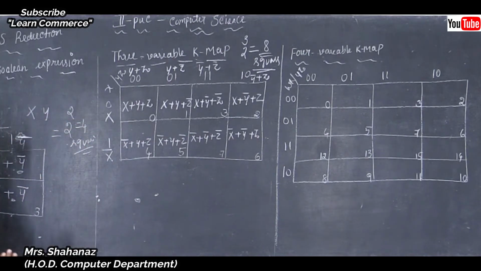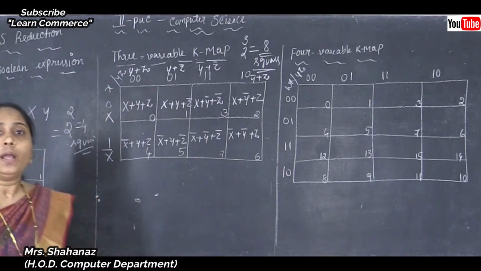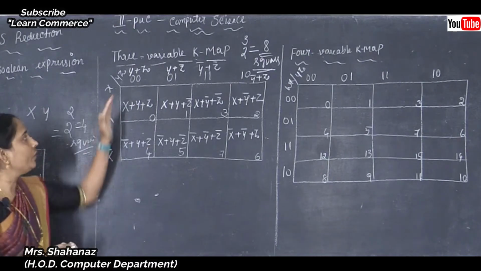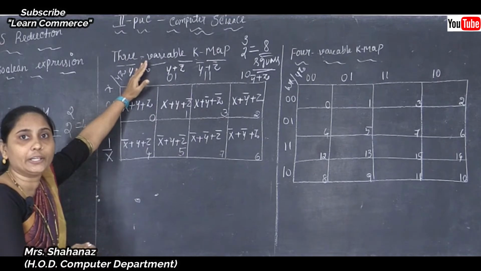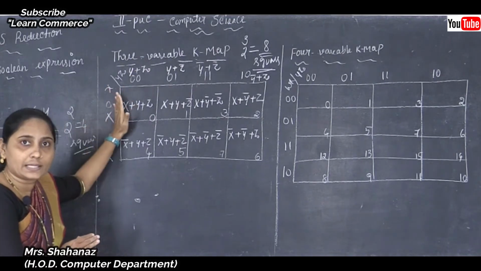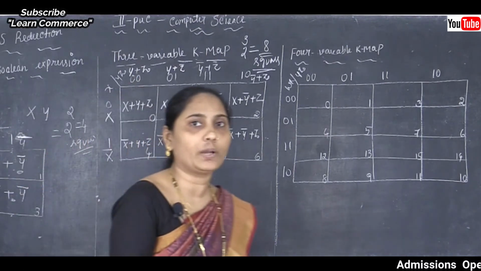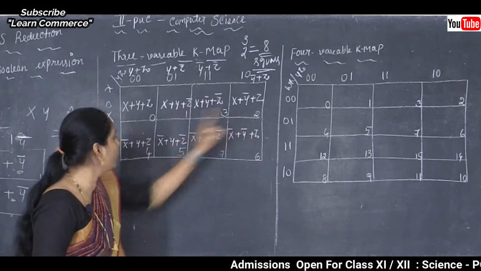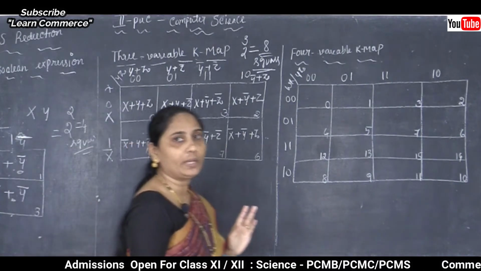Maybe the variable names are ABC, or maybe any XYZ. There is no effect, but we need to use one side as the X set and another side at the top as the YZ set. Okay, here, on the left side 0, 1, and at the top 0, 0, 0, 1, 1, 1, 1, 0, and numbering scheme 0, 1, 3, 2, 4, 5, 7, 6. Okay, now we completed the 3 variable K map.